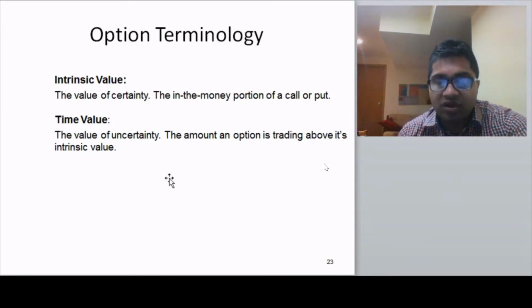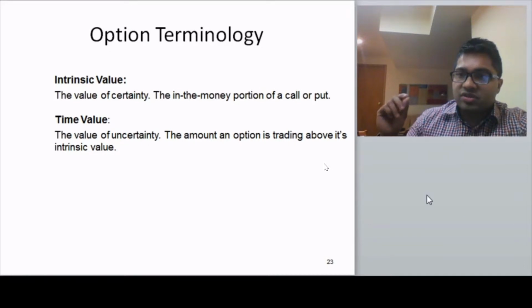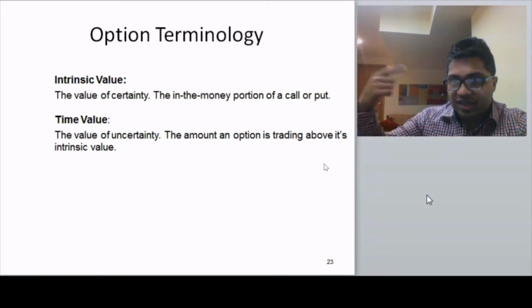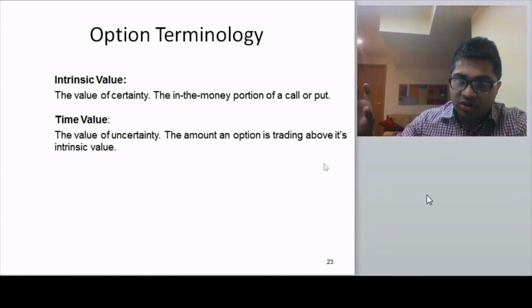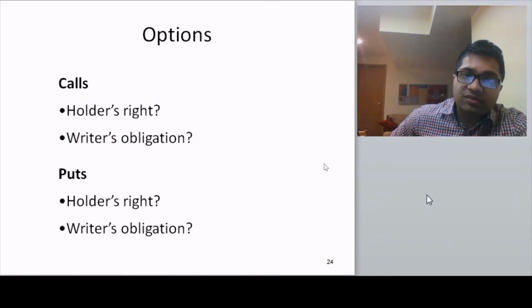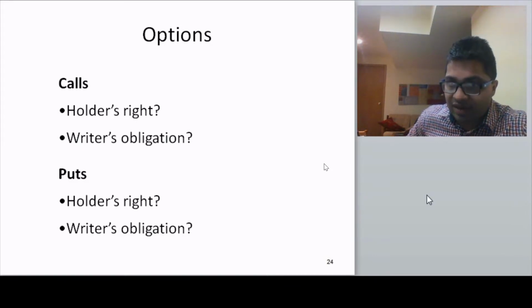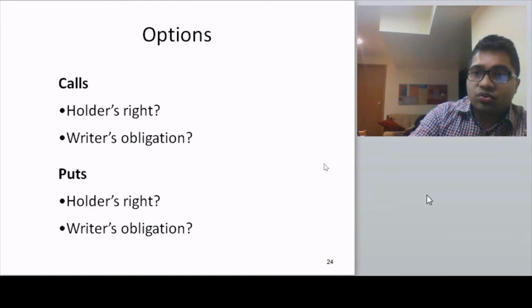Time value, the value of uncertainty, the amount an option is trading above its intrinsic value. So when you see the premiums that you pay, generally part of it is because the options are in profit, and part of it is because of time value, that is uncertainty. Types of options: calls and puts. A call gives the holder the right to buy and writers have the obligation to sell. A put gives the holder the right to sell and writers have the obligation to buy.